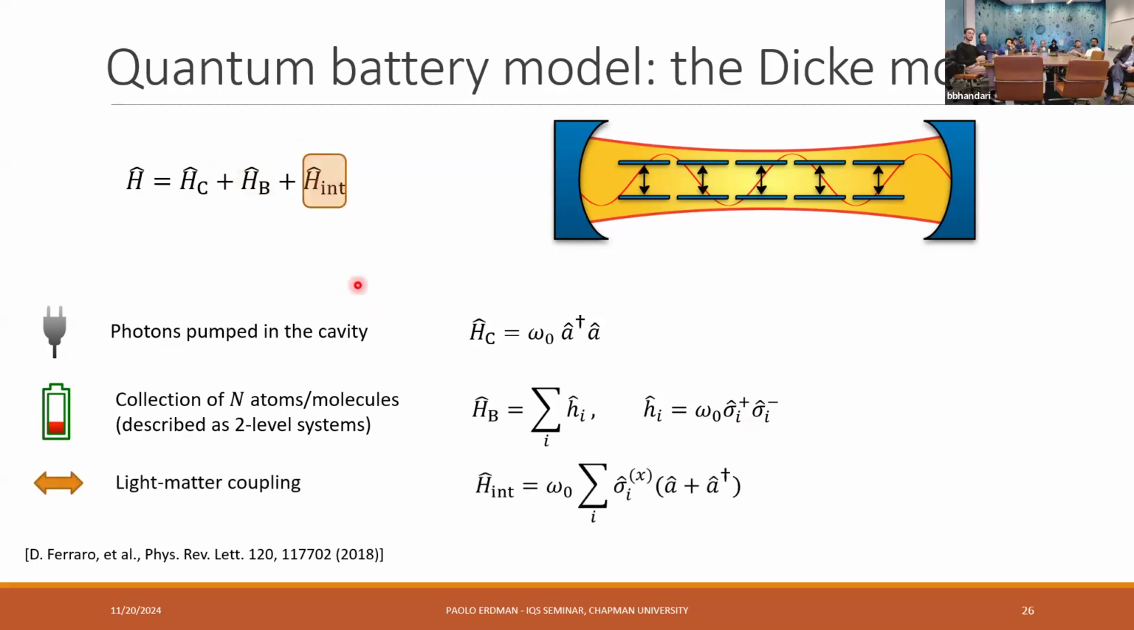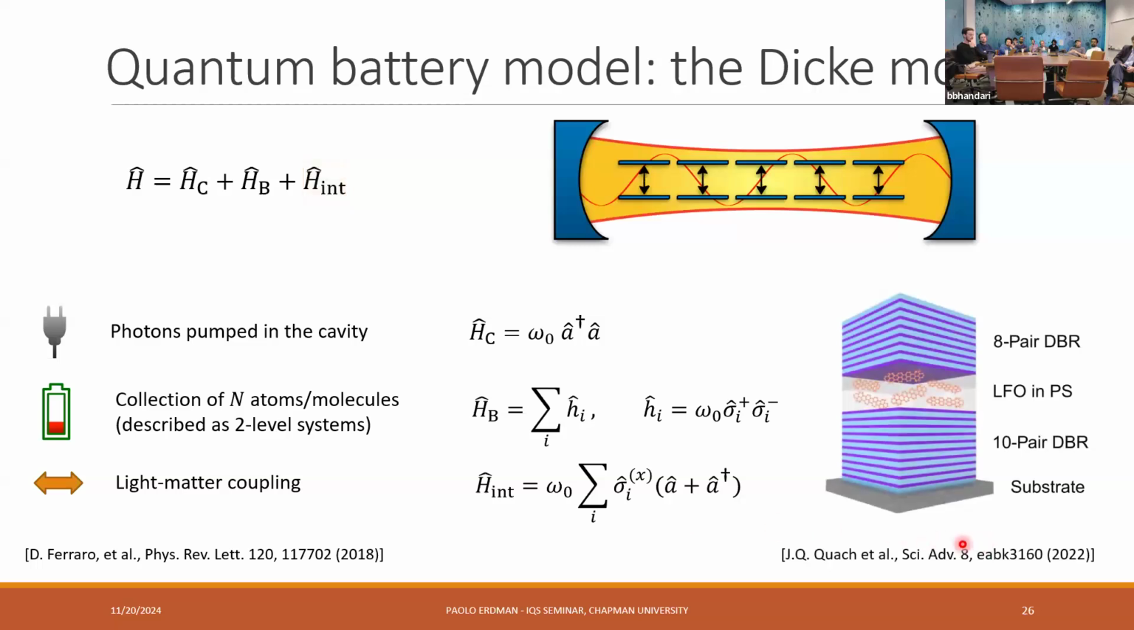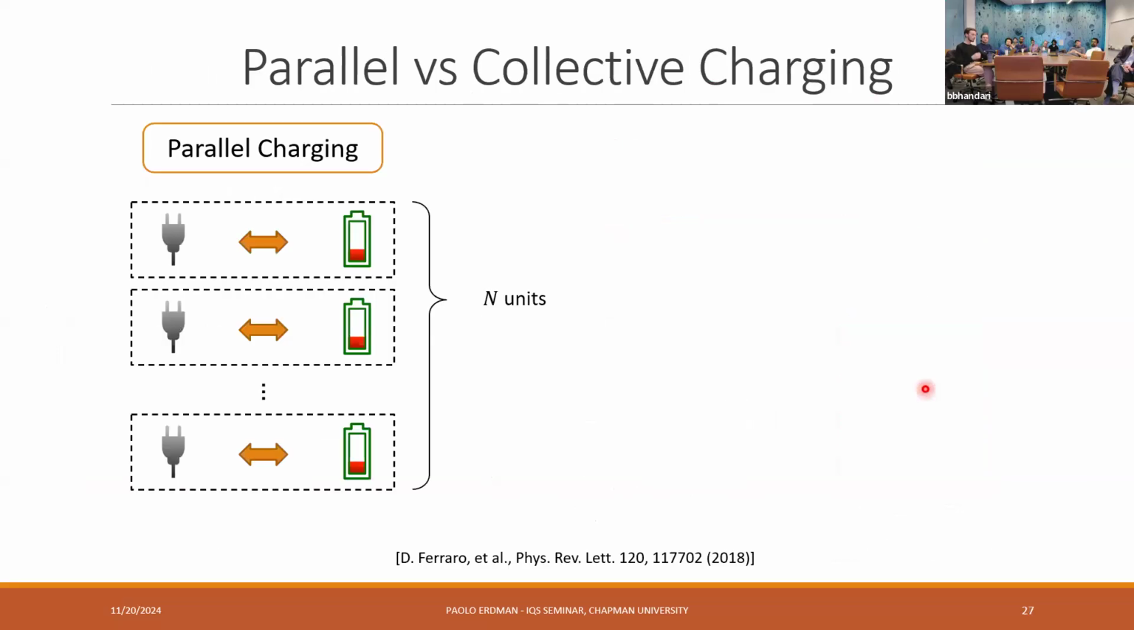And then we have a term in the Hamiltonian describing the interaction between these 2-level systems that are collectively coupled to the same mode. And in this experiment here, they claim that they tested pretty much this model. And here the 2-level systems were these dye molecules that were confined in these 2 Bragg reflectors. So these behave essentially as the cavity. And they actually studied the energy transfer between the photons and these 2-level systems.